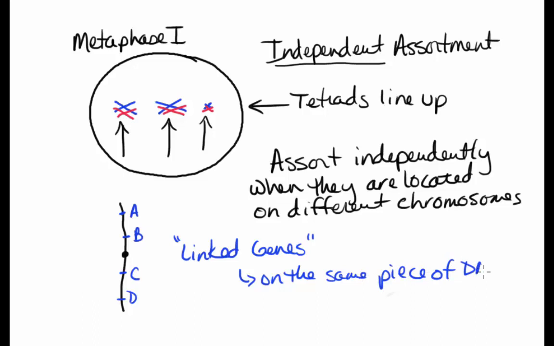And for these, they do not assort independently, and that means that they tend to stick together, or in other words, they tend to be inherited as a unit. So for example, where that big A gene ends up ultimately in a gamete, it's very probable that the big B is going to end up in that exact same gamete. If we talk about this a little bit more, when you do have genes that are located on the same chromosome, they can still be separated during the meiosis process.